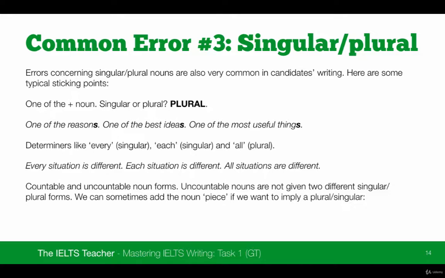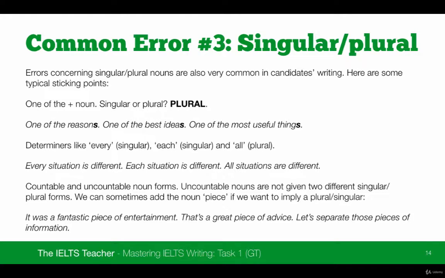I'd have a look at this and research it if you find it difficult. So here are some examples. It was a fantastic piece of entertainment. You could not say it was a fantastic entertainment or they were fantastic entertainments. You need to treat it as an uncountable noun unless you add the word piece, which can turn it into a countable in a way by using that countable noun piece.